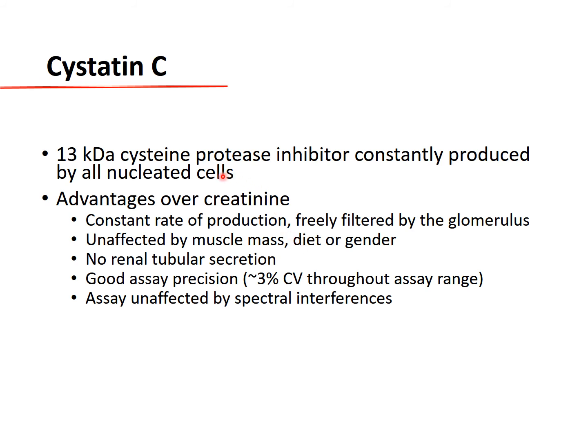Cystatin C is a 30 kilodalton protease inhibitor that is constantly produced by all nucleated cells. The advantages over creatinine are the constant production, free filtration by the glomeruli, being unaffected by muscle mass, diet, or gender, no renal tubular secretion, good assay precision at about 3% variation between assays, and being unaffected by spectral interference. However, it is expensive.